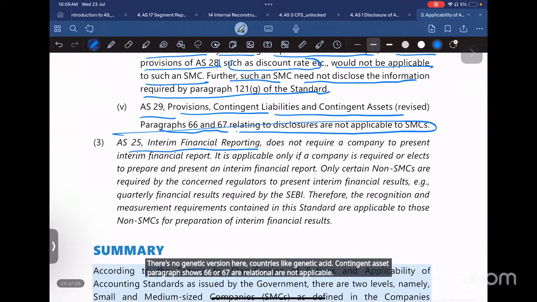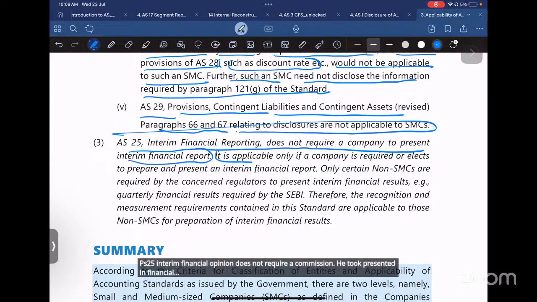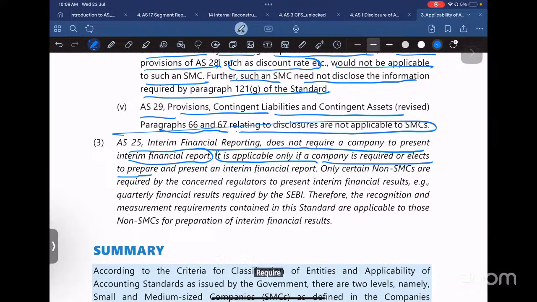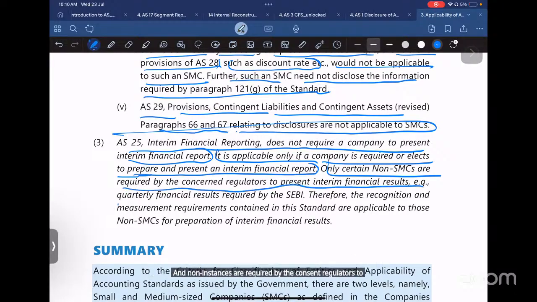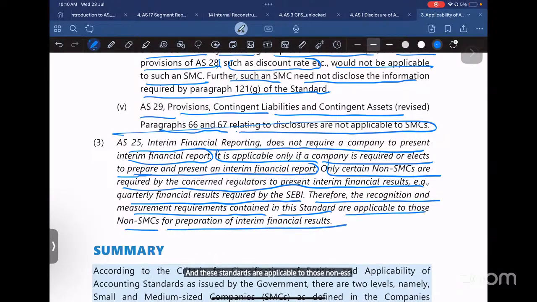AS 25, interim financial reporting, does not require a company to present an interim financial report. It is applicable only if a company is required or elects to prepare and present an interim financial report. Only certain non-SMCs are required by the concerned regulators to present interim financial results, for example quarterly financial results required by SEBI. Therefore, the recognition and measurement requirements contained in the standard are applicable to those non-SMCs for preparation of interim financial results.